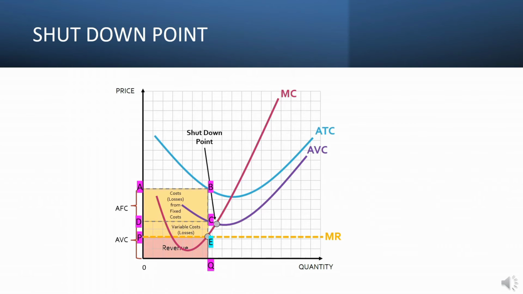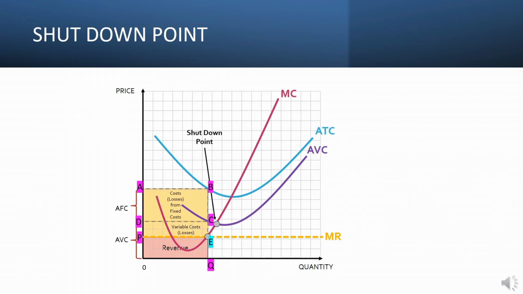In this case, the AR is smaller than AVC. The firm's total revenue cannot cover all variable costs. Thus, the firm loses part of the TVC and all of the TFC. To reduce losses, the firm will shut down, incurring the fixed cost amount only, which is OABC.